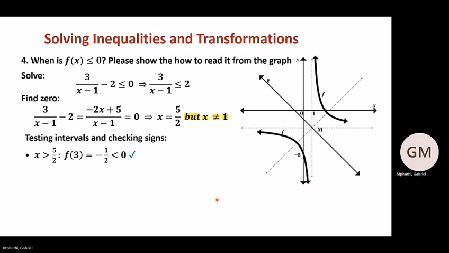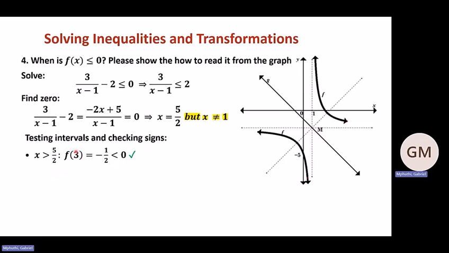So we start to check all the values where x is greater than 5/2. Now, 5/2, or 5 divided by 2, is the value where our function crosses the x-axis, and x equaling 1 is our vertical asymptote. Our function approaches but never crosses. So we check all the values that are greater than 5/2.